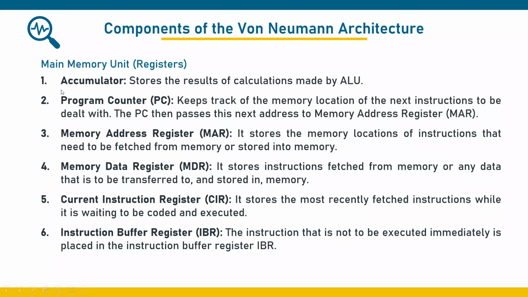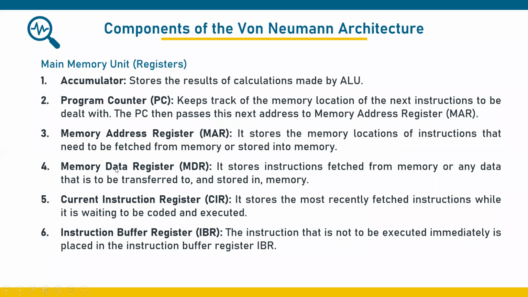First one is the accumulator. It stores the result of the calculation made by the ALU. Next one is the program counter. It keeps track of the memory location of the next instruction to be dealt with. The program counter then passes this next address to the memory address register. Third one is the memory address register. It stores the memory location of instruction that needs to be fetched from memory or stored into memory.